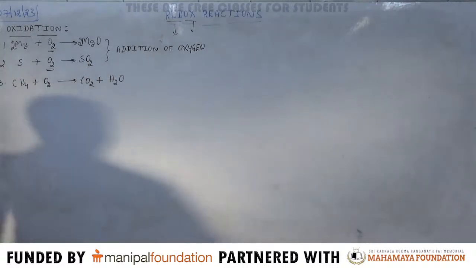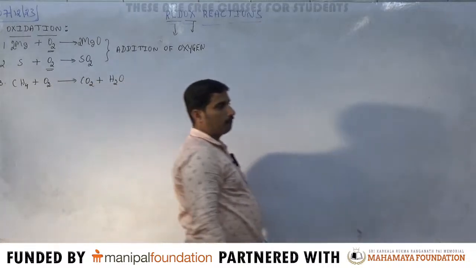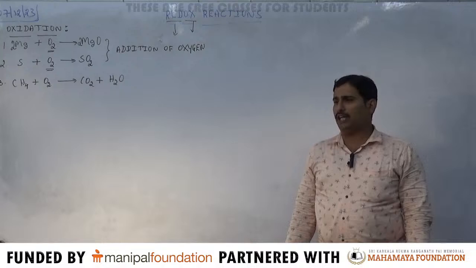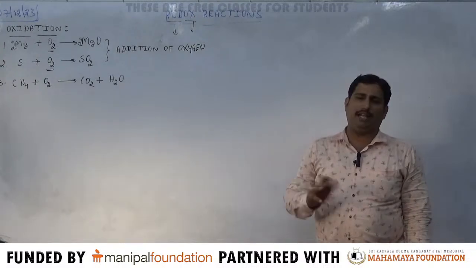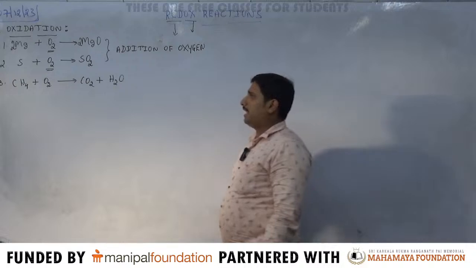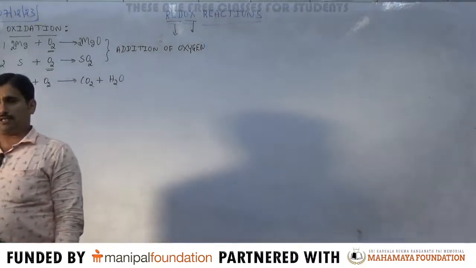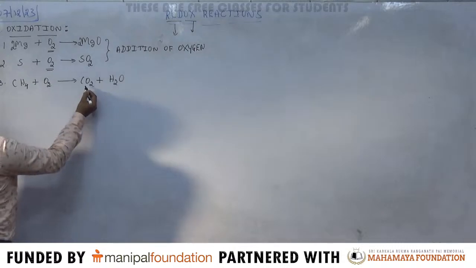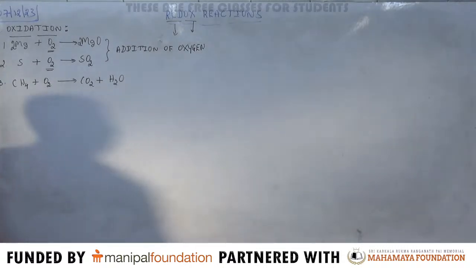Check whether the second reaction is balanced. When I say balancing of the reaction, the number of atoms on the left hand side and the right hand side must be equal. Whether the second reaction is balanced? Yes. Next, methane reacts with oxygen. There will be a formation of carbon dioxide and water.